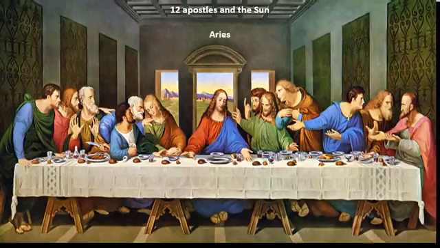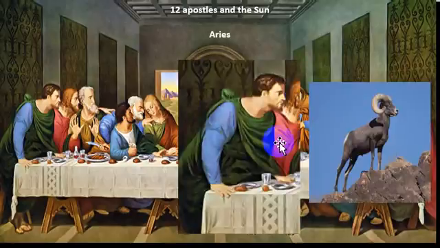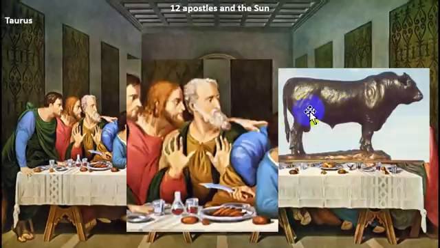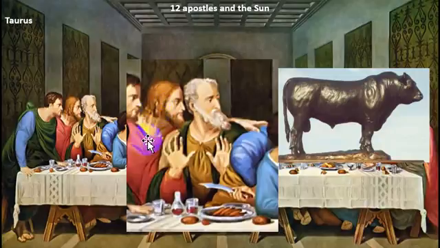Now, Aries is the first, and what I've done is I've kind of zoomed in with this picture, and if we look at Aries the ram, this is very similar to the ram posture when we look at this apostle. Here we have Taurus, very strong, broad shoulders. Okay, and we can notice that Taurus is touching the shoulders of 2 apostles here.